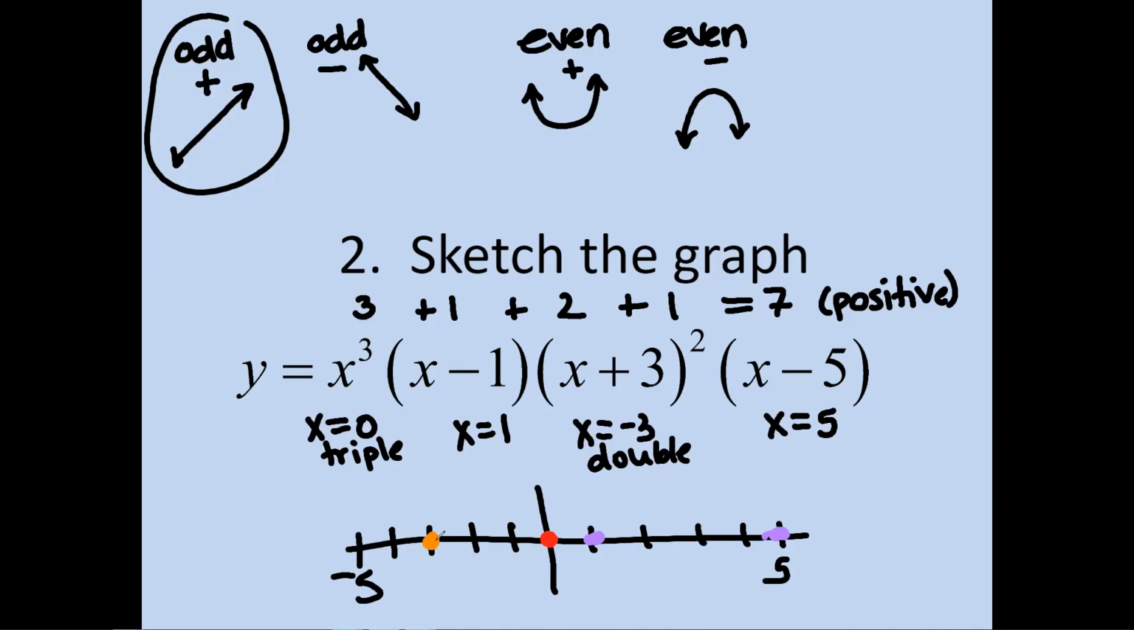And again, it's starting below, ending above. So I'm going to come up to this double. It's going to come up and it's going to bounce back. And then my 0 was a triple. So it's going to be that kind of S. So I'm going to do it almost like it's half of an open down to half of an open up parabola. And then I'm going to have a single through 1 and a single through 5. And that's your graph.